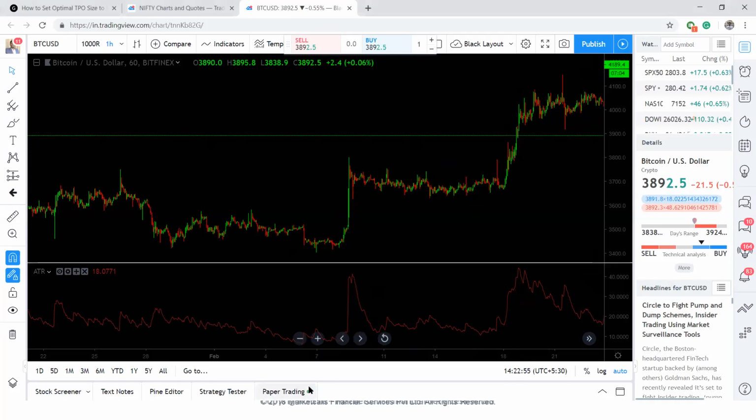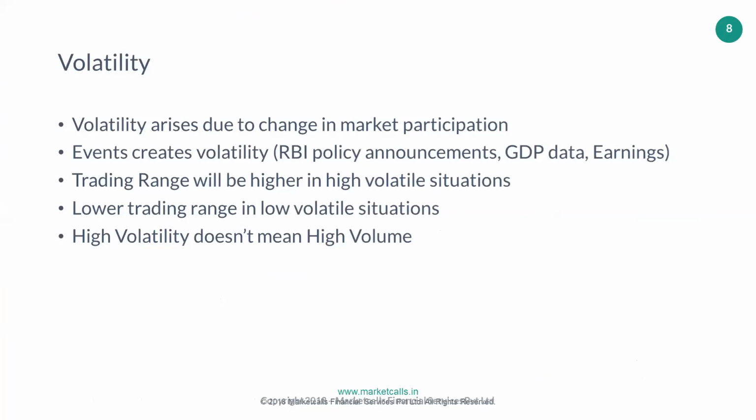And coming back to the slide, especially events create volatility, like the RBI policy announcements, GDP data, earnings. The trading range will be higher in highly volatile situations. Lower trading range in low volatile situations.